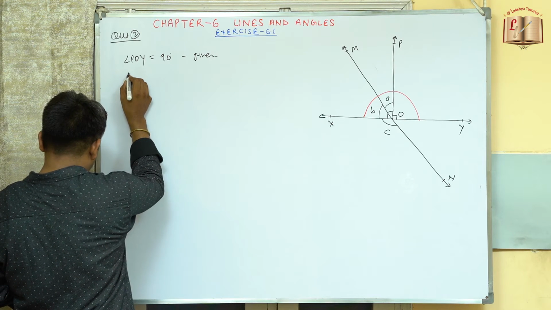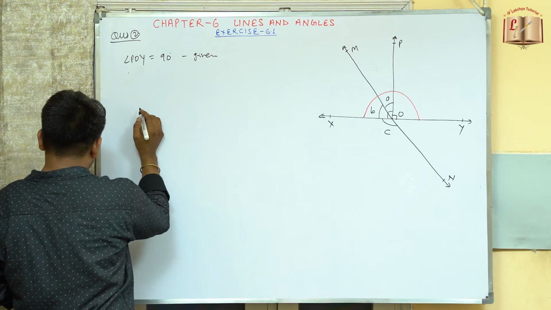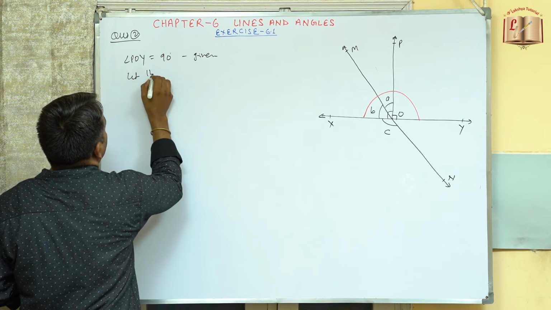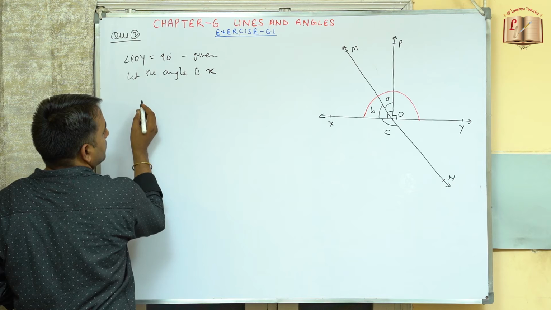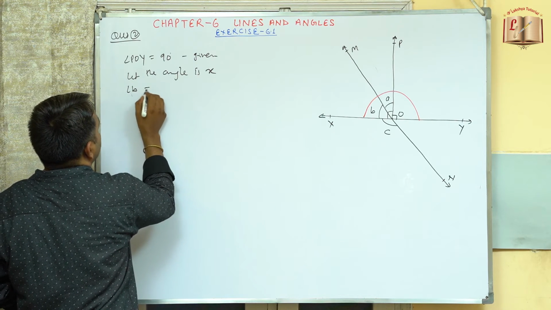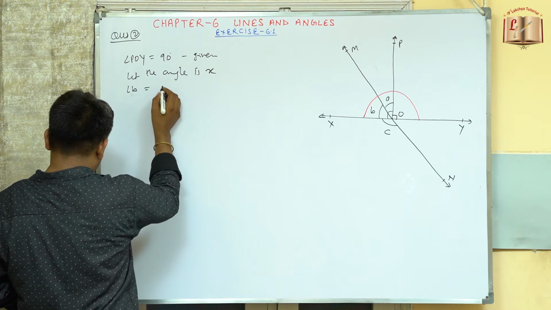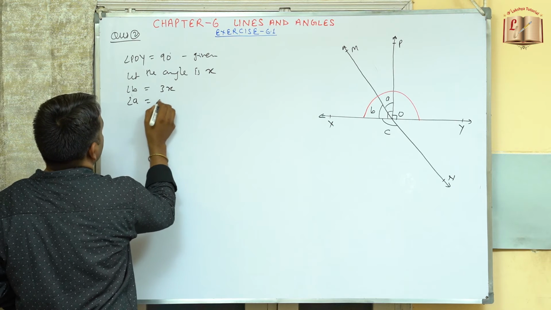so ratio of these two angles A and B is given to us. A and B is 2:3. So we can write, let the angle be x. So angle B is equals to 3x and angle A is 2x.